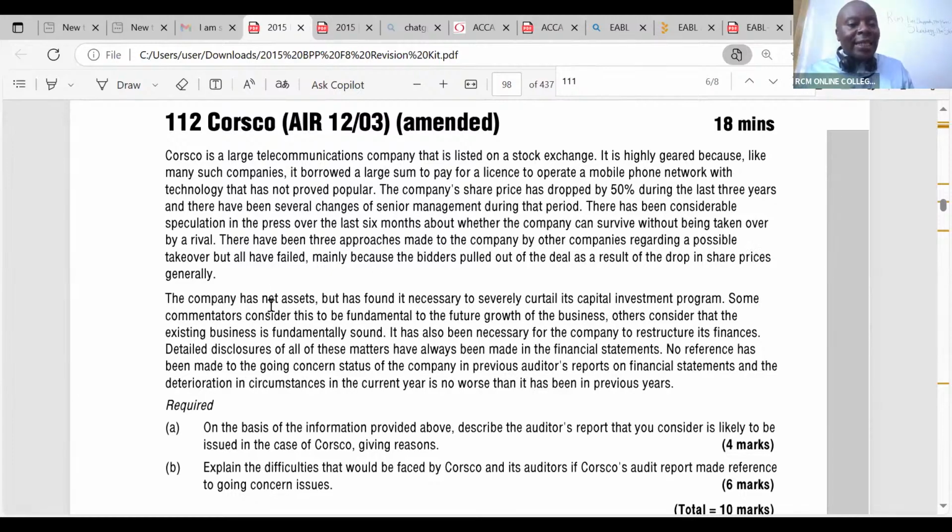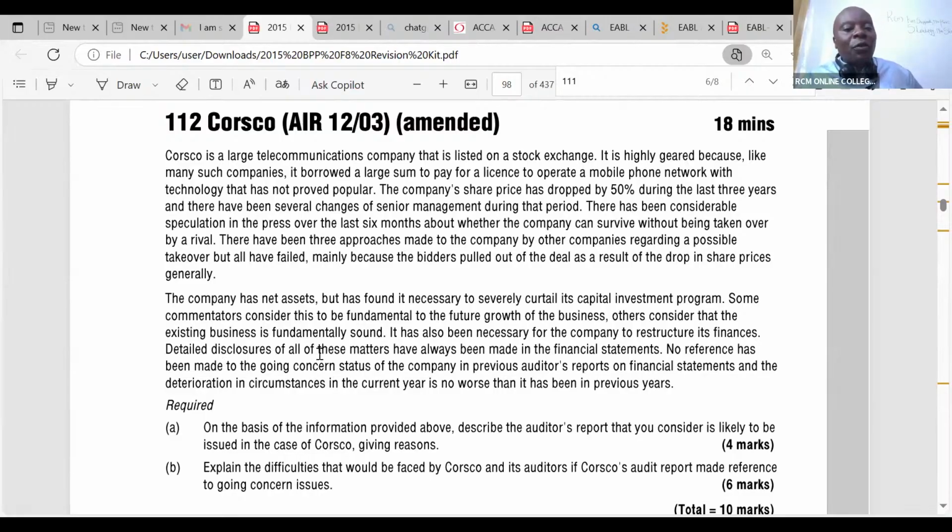The company has net assets, so it is not at a net liability position. Total assets are more than the liabilities. So the company, despite having so many challenges, has net assets, but has found it necessary to severely curtail its capital investment program. Some commentators consider this to be fundamental to the future growth of the business. Others consider that the existing business is fundamentally sound. It has also been necessary for the company to restructure its finances.